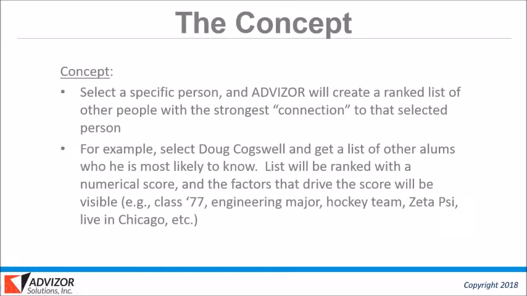The list will be ranked with a numeric score from high to low, and the factors that drive the score are shown. In the case coming up, Peter has a high score. I know Peter because we were both class of '77, engineering majors. We didn't play hockey together. I did play hockey. Fraternity, you live in Chicago. There's a set of attributes that we both have, and the more we have in common, the more likely we are to know each other, and he would be a good approach to me or me to him.